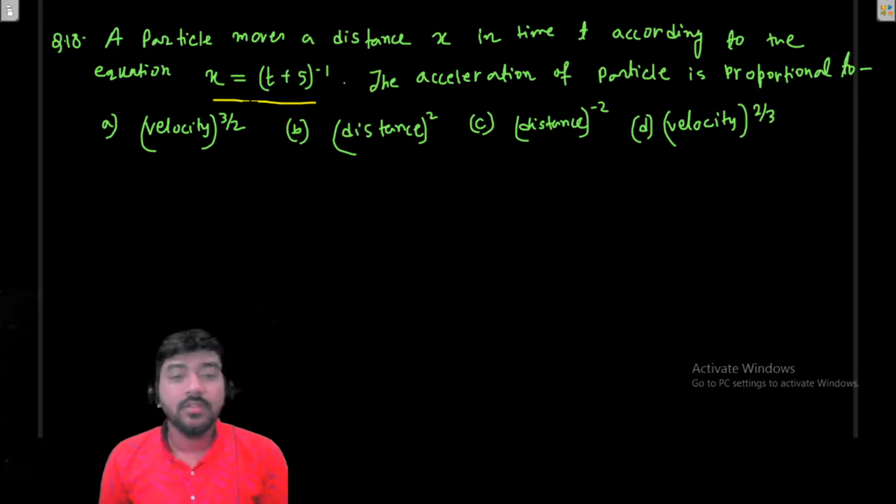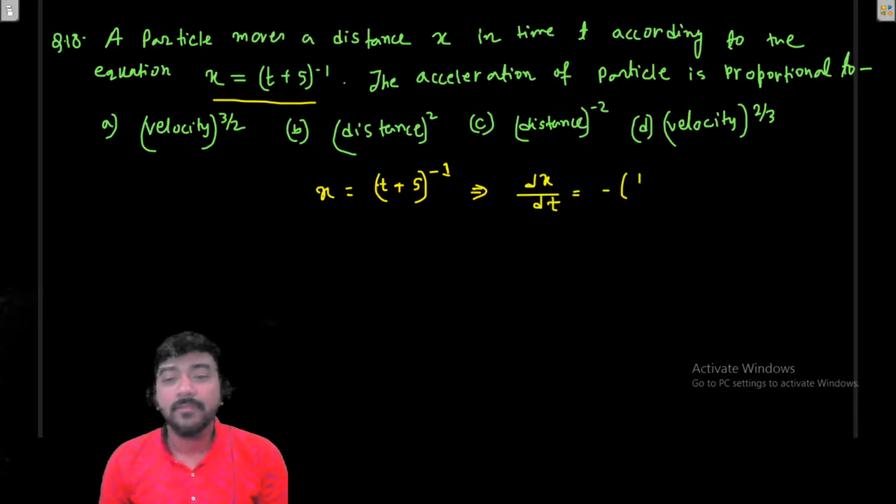Okay, so we have actually x is equal to t plus 5. So you can write it like this: x is equal to 1 by t plus 5. You can write, or you can directly differentiate it in this way also, don't worry. So t plus 5 to the power minus 1. So you have to find out acceleration. So first you have to differentiate with respect to t, so you will get velocity. So dx by dt will be just a x to the power n minus 1, that is minus t plus 5 to the power minus 2. Okay, so this will be the velocity.